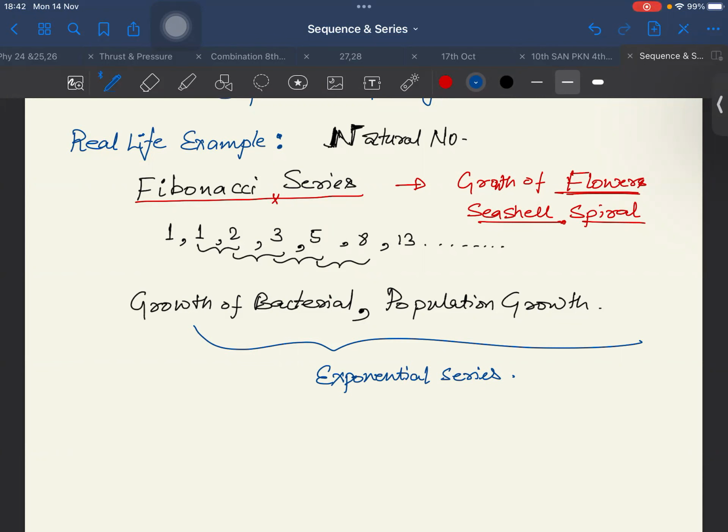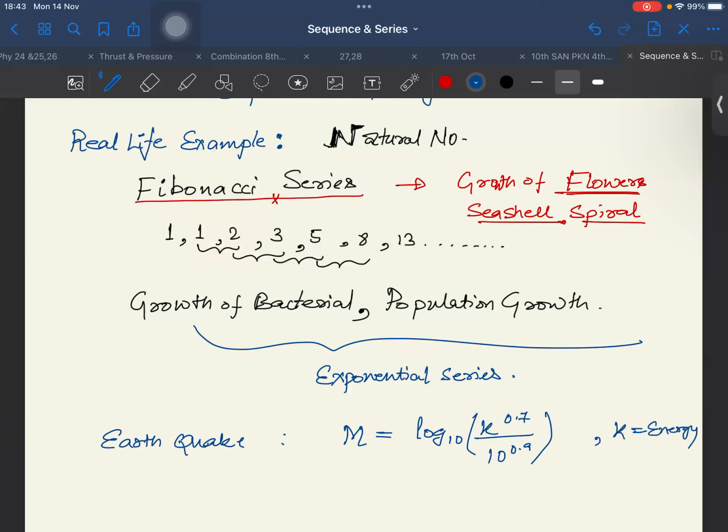Like, how do we measure an earthquake? What's the equation of magnitude, the Richter scale we use, right? So that is M is equal to log 10, the base we are taking is 10, k to the power of 0.7 upon 10 to the power of 0.9, something like this, where k is the amount of energy released. Okay, k is the energy. This is the Richter scale. That's how we measure it.